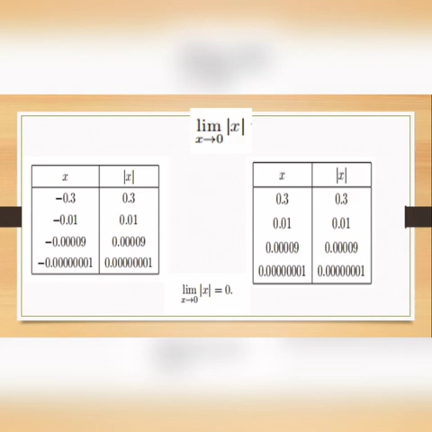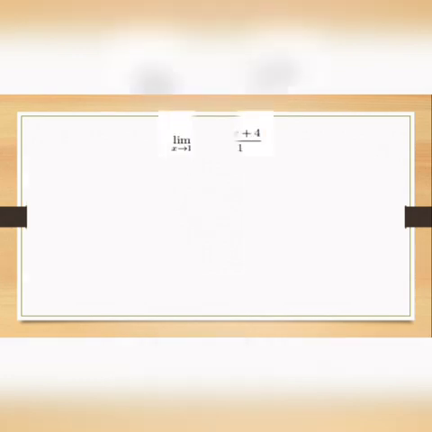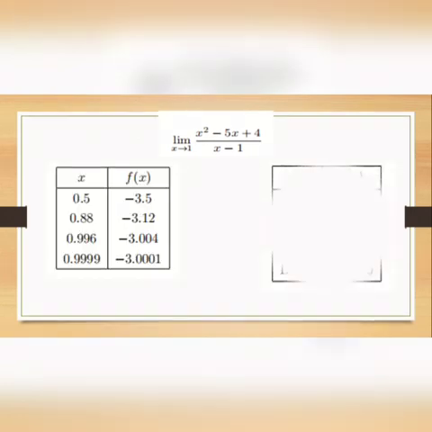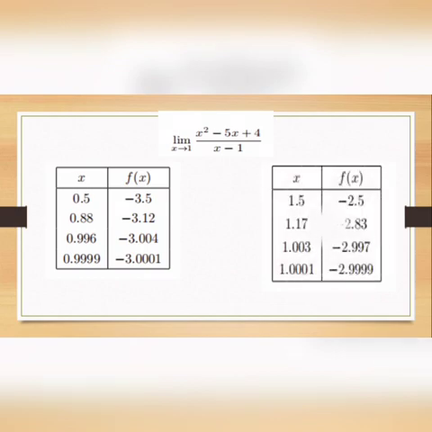We have another given, limit of absolute value of x as x approaches 0. In absolute value, it's either negative or positive. Still, the answer is positive, since both y values are approaching 0, therefore limit is 0. Another given, limit of x squared minus 5x plus 4 over x minus 1 as x approaches 1. So we have here a table, and the answers are all approaching -3, therefore limit is -3.